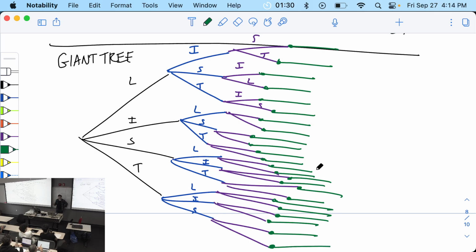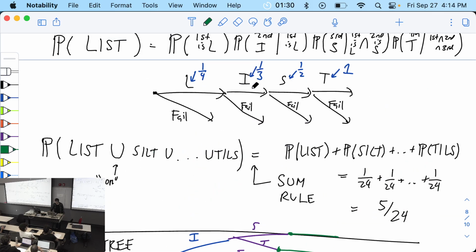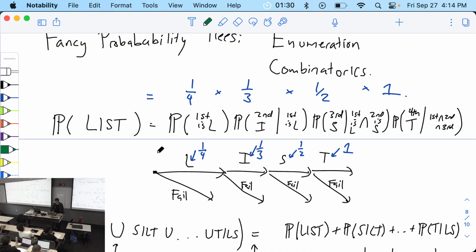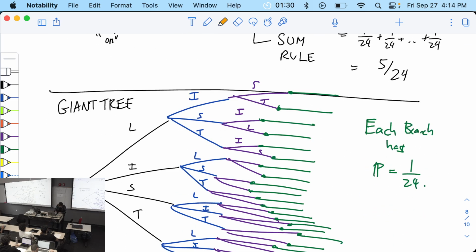So you have this tree, and the point of the tree is you can figure out the probabilities by multiplying along each branch. You will see that each branch is 1 over 24. So each branch has probability 1 over 24. Why is it 1 over 24? Well, it's a quarter times a third times a half times 1. That's what we just did. This is one particular branch of the tree. It's actually, I think, the top branch. Yeah, the very top branch is what we drew right here, L-I-S-T.